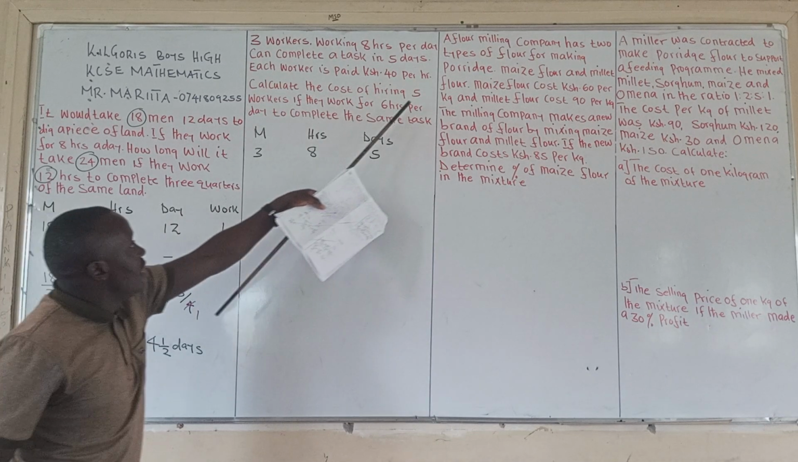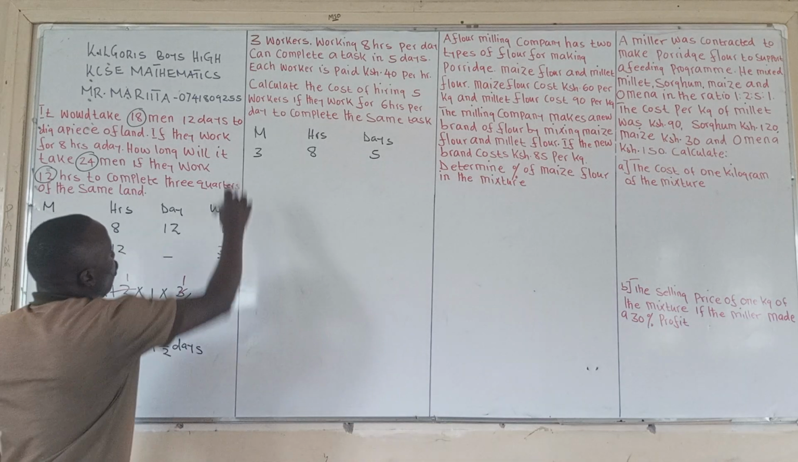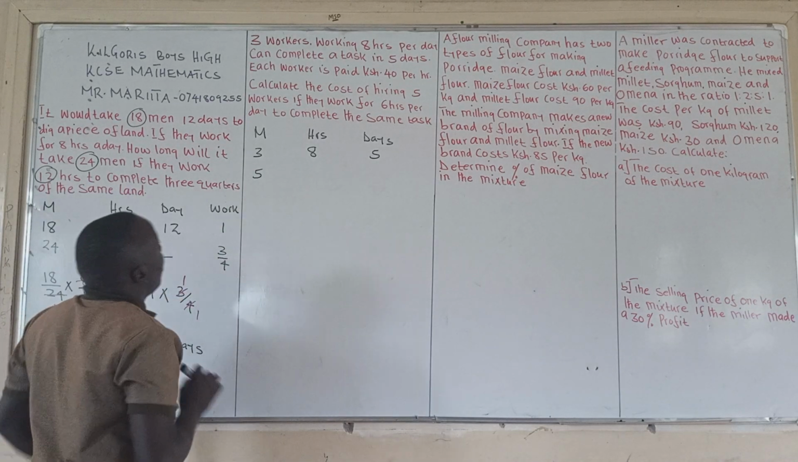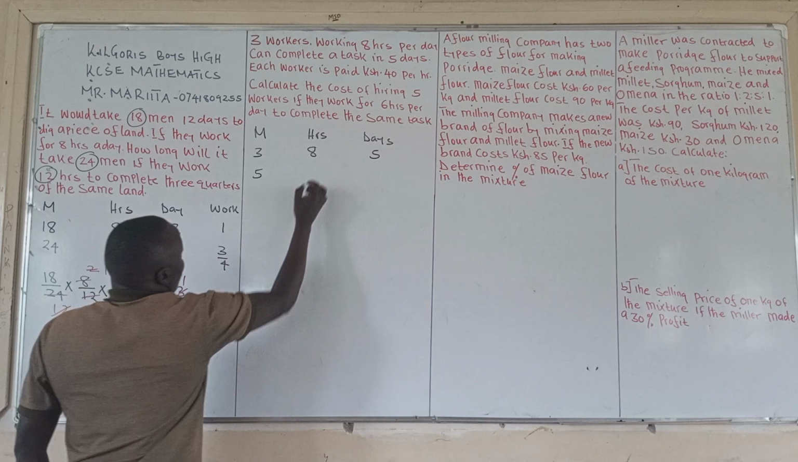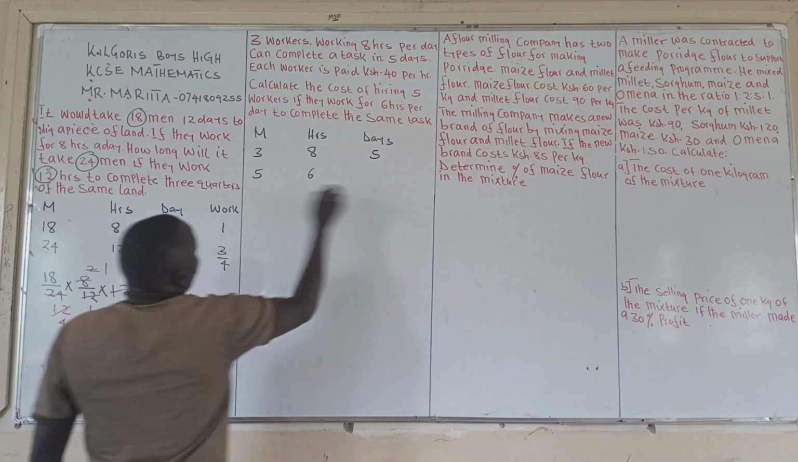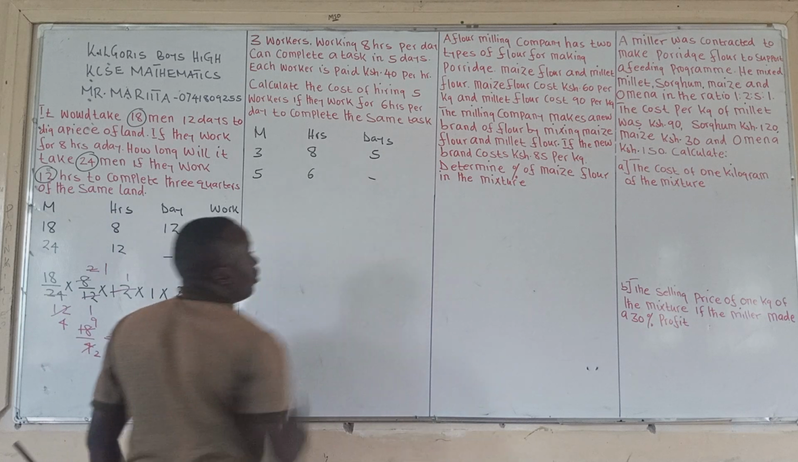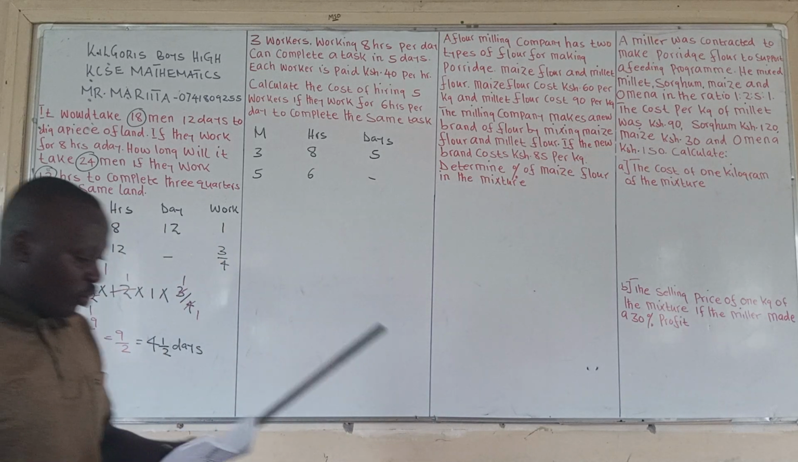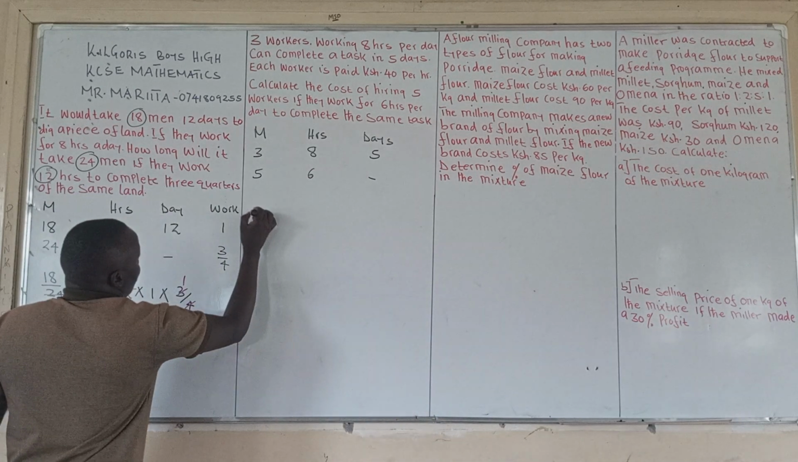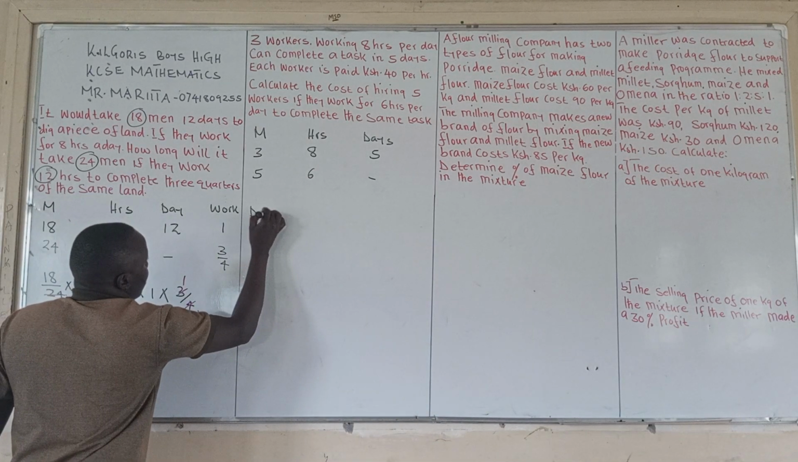Calculate the cost of hiring 5 workers. So workers have increased from 3 to 5. If they work for 6 hours, the number of hours has been reduced to 6. The number of days in this case we don't know. So first of all, let us now find the number of days.